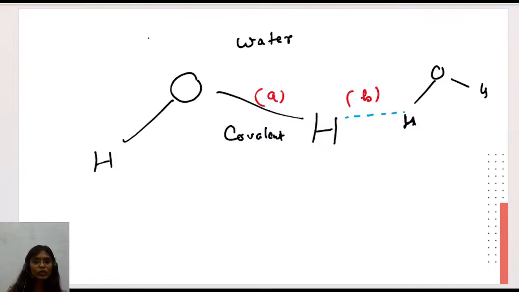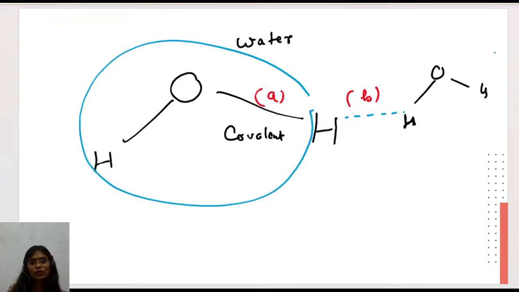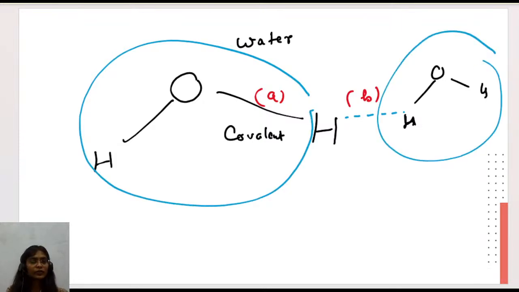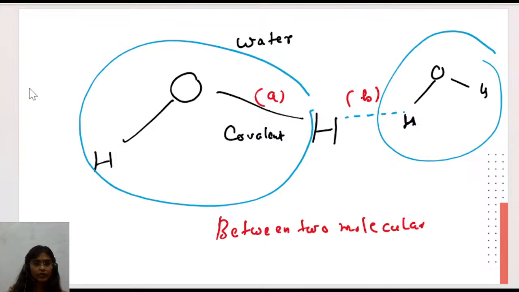This is my molecule number one and this is molecule number two. So what is happening between two molecules? This kind of bonding is known as inter. Like an inter-school competition, everyone knows the meaning: two or three schools participate at some level, between more than one school.